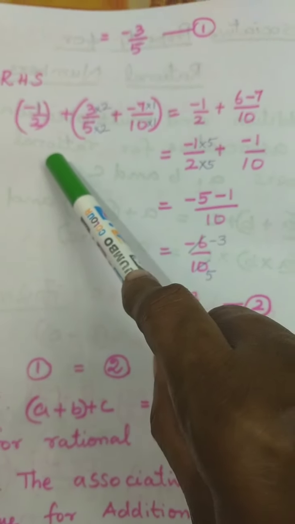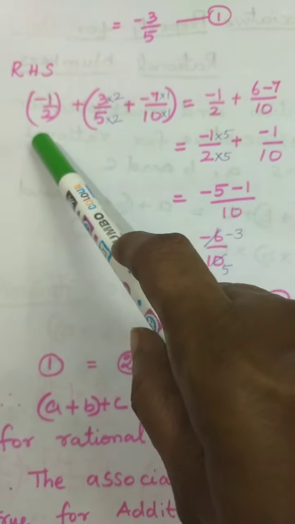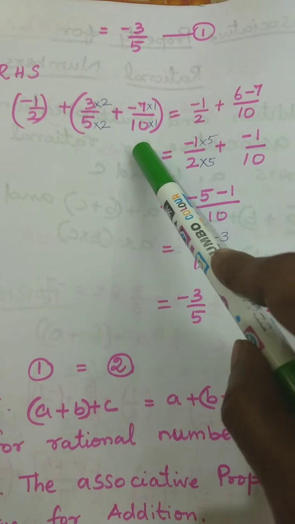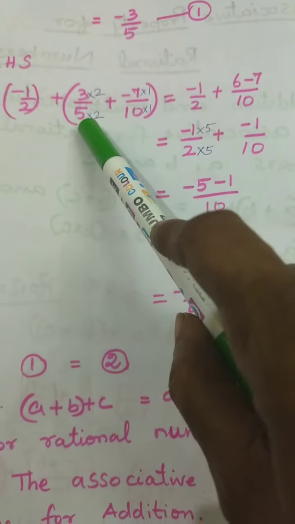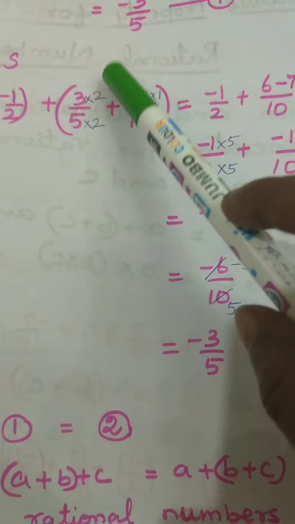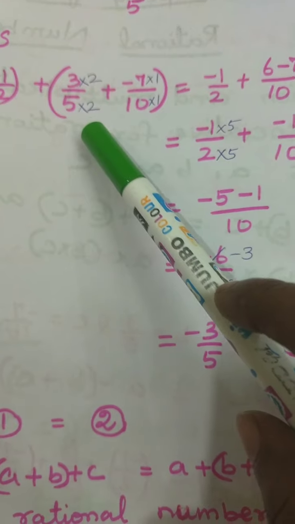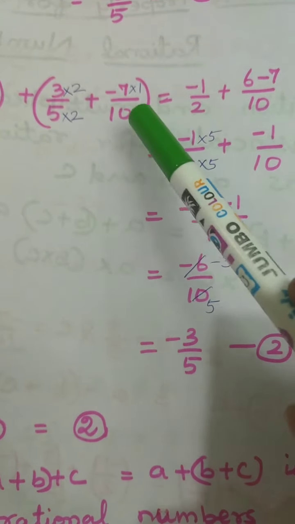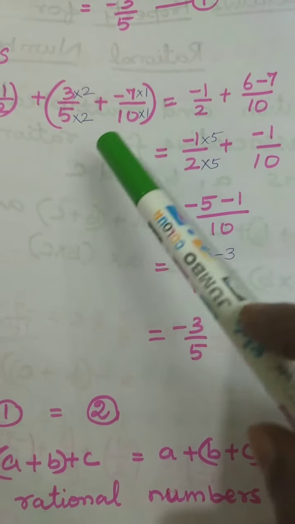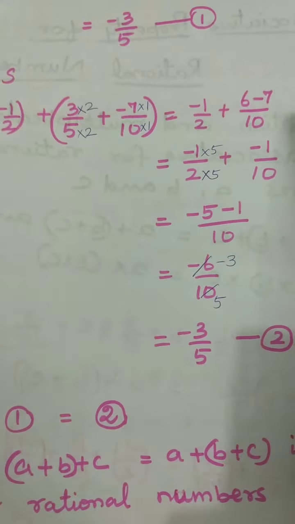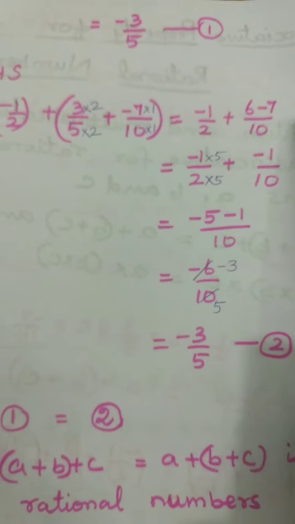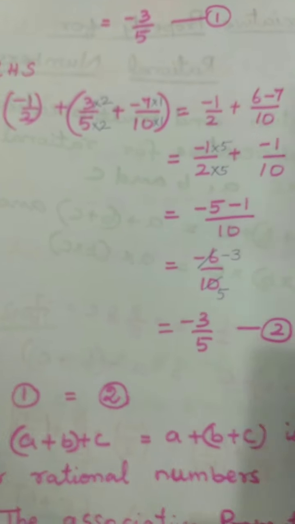Now we will solve the RHS. Minus 1 by 2 plus 3 by 5 plus minus 7 by 10. So first you have to remove the bracket. See the LCM for 5 and 10. That is 10. So multiply both numerator and denominator by 2. Here already it is 10. So 3 2s are 6 minus 7. Then minus 1 by 2 as it is.